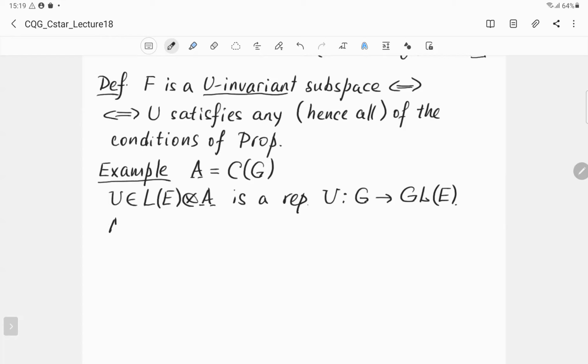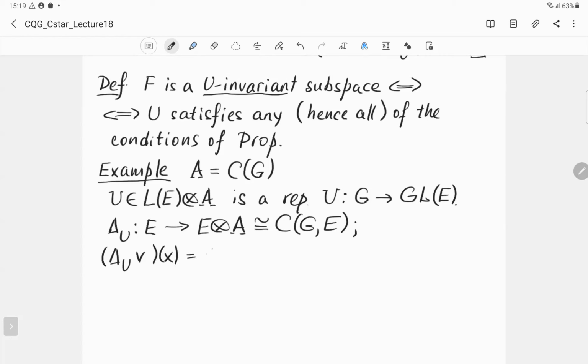Now, delta U acts from E to E tensor A, and we identify E tensor A with the space of continuous E-valued functions on G. And explicitly, delta U is given by the following formula. So this was discussed at the previous lecture. It takes each vector V to the function given by the following formula. We simply apply to V the operator U of X for each X in G.